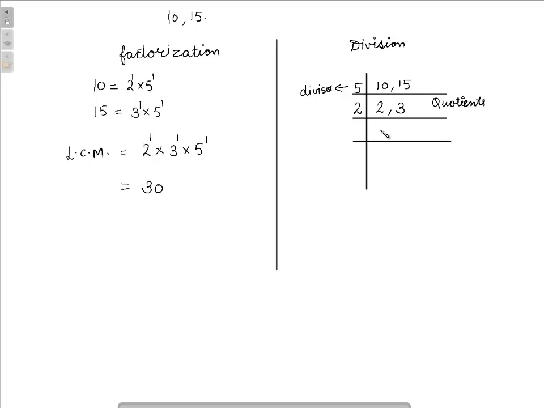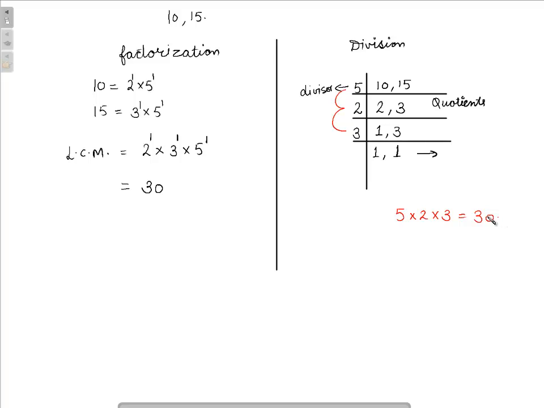Now we'll divide by 2. Then we will take 3. At the end, we are getting 1 and 1. So we are left with no number which is dividing 1, 1 except 1. We will stop here. Then we will take the multiplication of these numbers. So what will be the LCM of these numbers? It will be 5 into 2 into 3, that is 30.